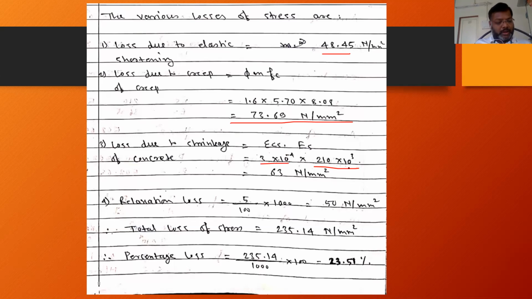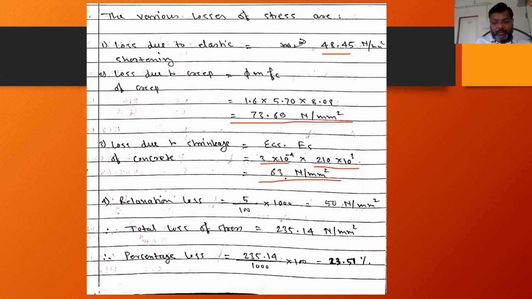That value of Es, Newton 210 kilonewton per mm square, they have given. So simply the loss due to the shrinkage of concrete comes to 63 Newton per mm square. Okay, and the last loss they have asked to find out is the relaxation loss. So 5% relaxation is allowed there, so 5% of the initial prestress is going to reduce.